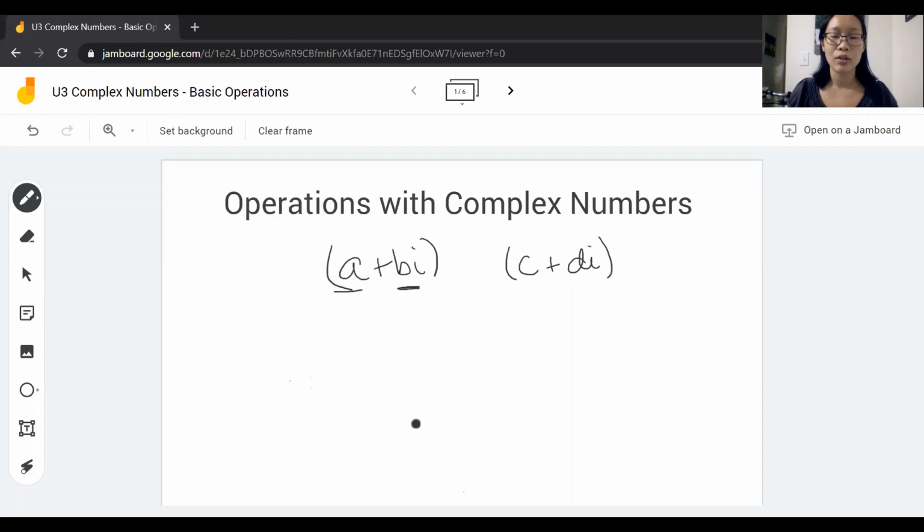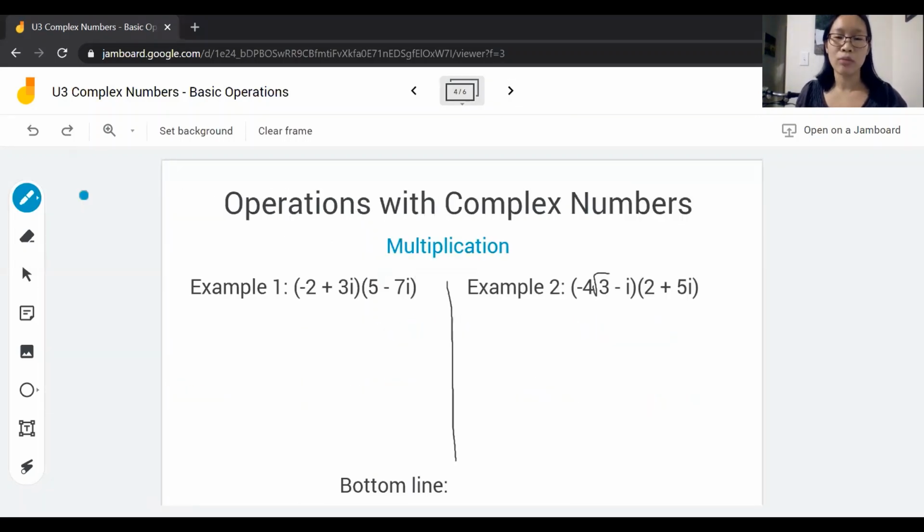Like real numbers, you can do operations with complex numbers. You can add, subtract, multiply, divide. Let's take a look at how. Multiplication works the exact same way as multiplying binomials, so you can either distribute or you can multiply using the box method, whatever you prefer. I'm just going to distribute.